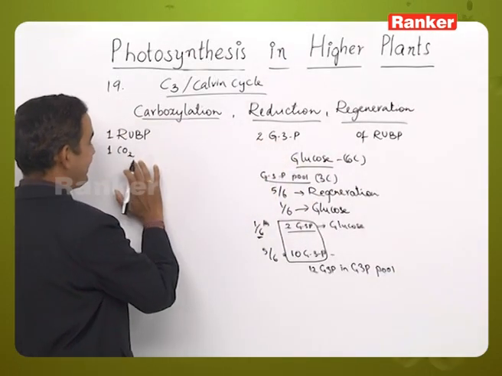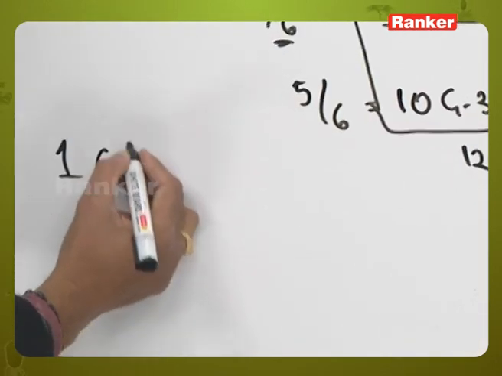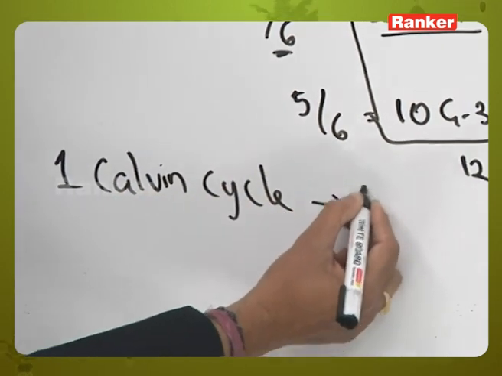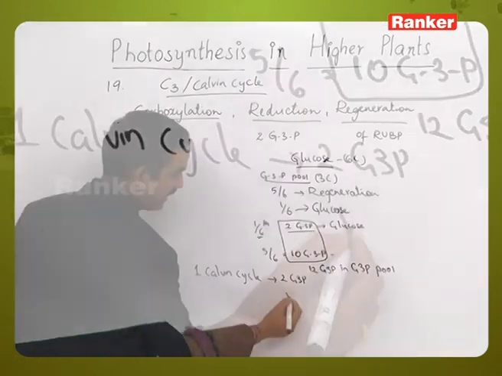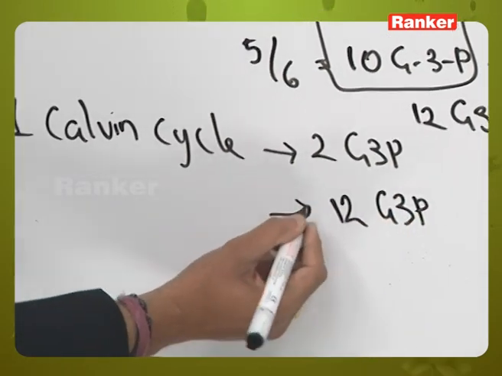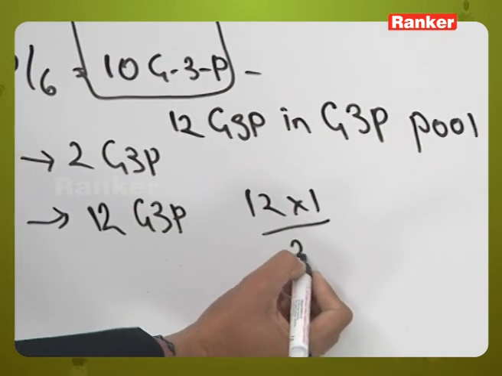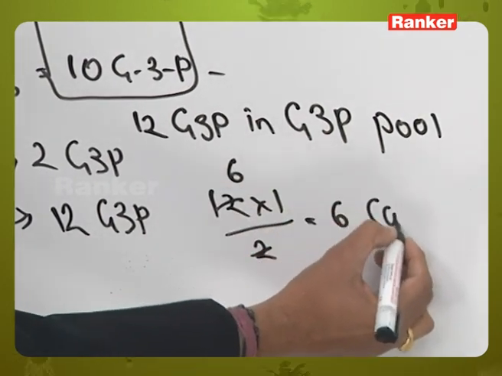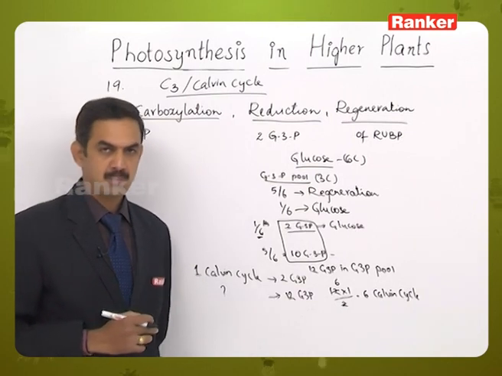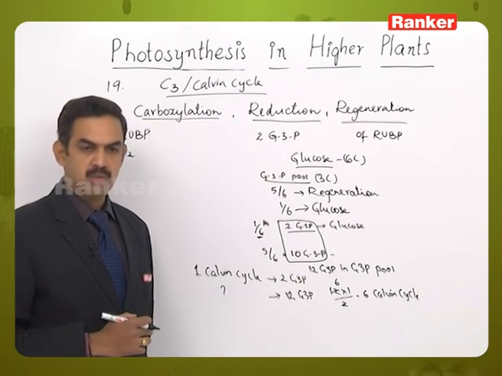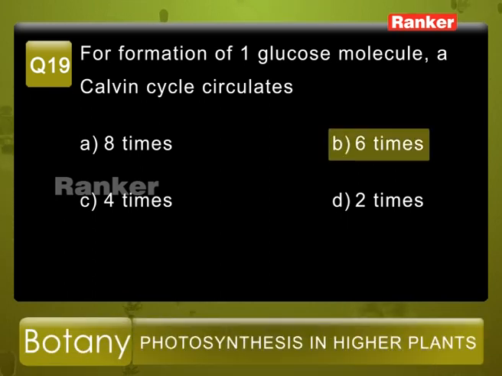As we are saying, when one carbon dioxide or one Calvin cycle is taking part, 2 G3Ps are present in the G3P pool. So one Calvin cycle will help in the formation of 2 G3P molecules in the G3P pool. But to produce one glucose molecule, how many do we require? 12 G3P molecules. To produce 12 G3P molecules, how many Calvin cycles have to be operated? So 12 into 1/2, that is 6 Calvin cycles have to be operated to produce at least one glucose molecule. So from the given options, to produce one glucose molecule, the process has to take place 6 times. Option B is the correct answer.